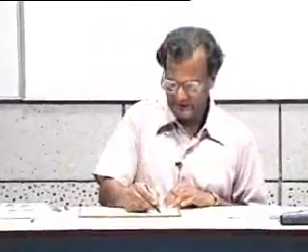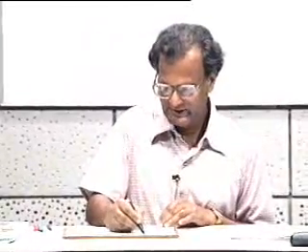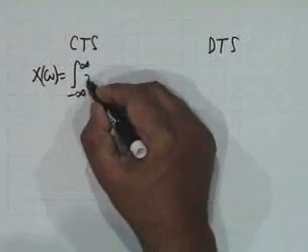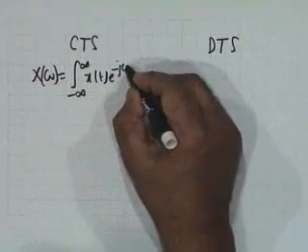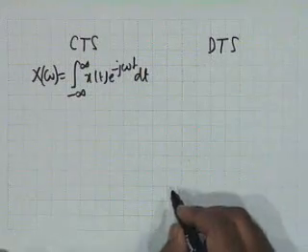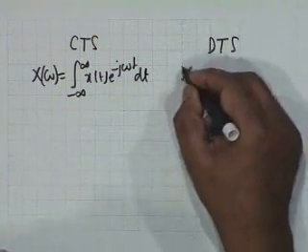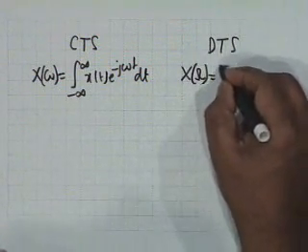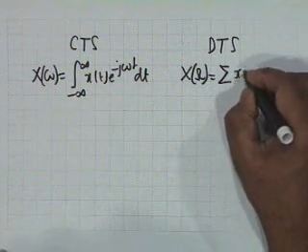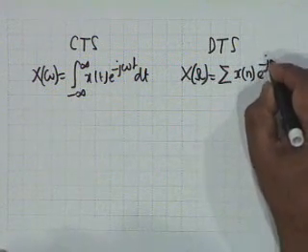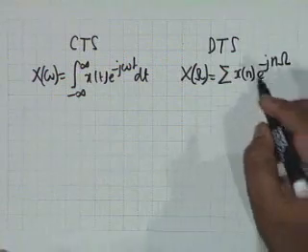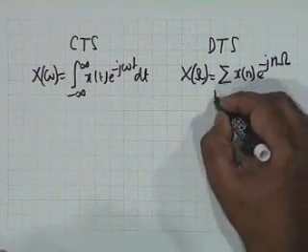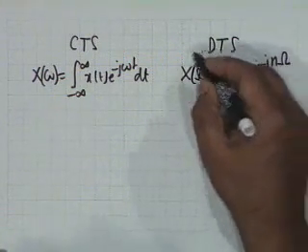did the last time. If we compare continuous time signals and discrete time signals, the Fourier transform for a continuous time signal is an integral from minus infinity to infinity of x of t e to the minus j omega t dt, whereas the Fourier transform for a discrete time signal is a summation as expected. This is x of n e to the minus j n capital omega, n goes from minus infinity to plus infinity.